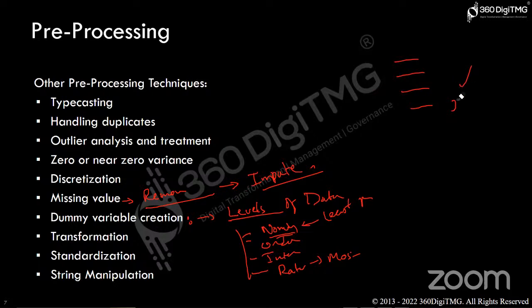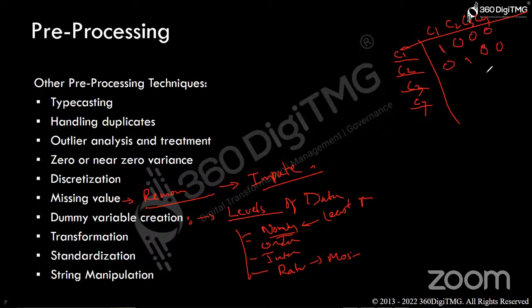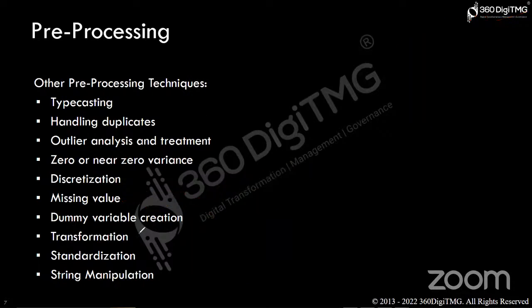So somehow we need to convert this into a suitable form. Suppose we have category 1, category 2, category 3, category 4. Four categories. What we will do is convert these into columns: C1 column, C2 column, C3 column, C4 column. Wherever C1 was there, the value will be 1, others will be 0. Similarly for C2, C3, and C4. This is known as dummy variable creation.